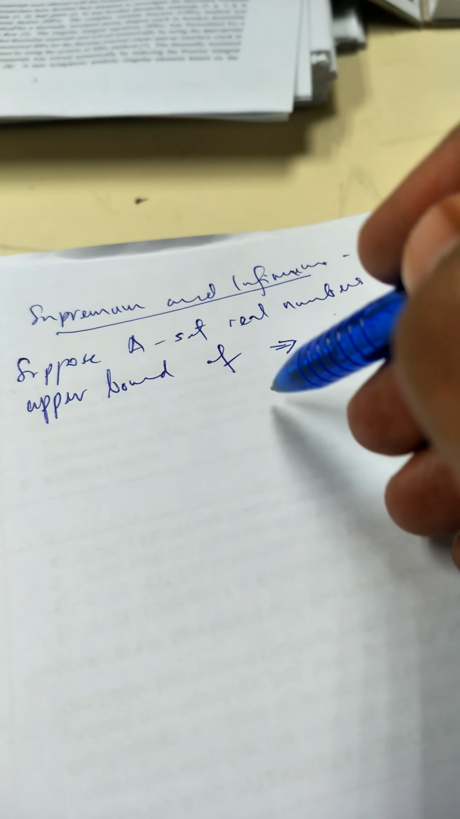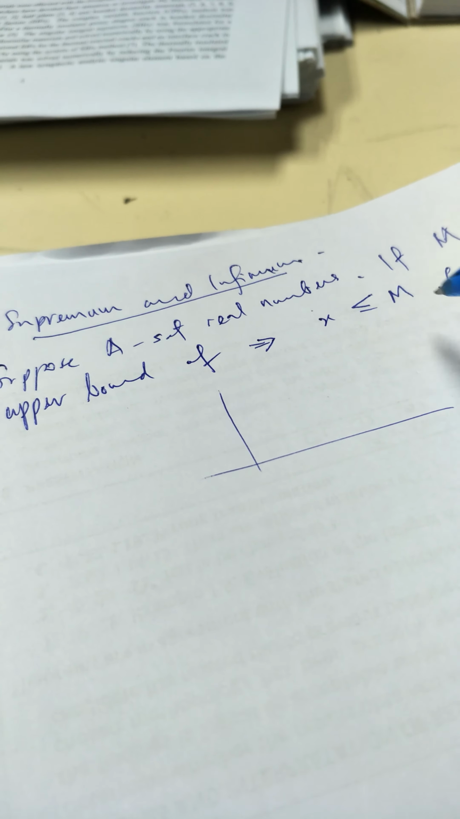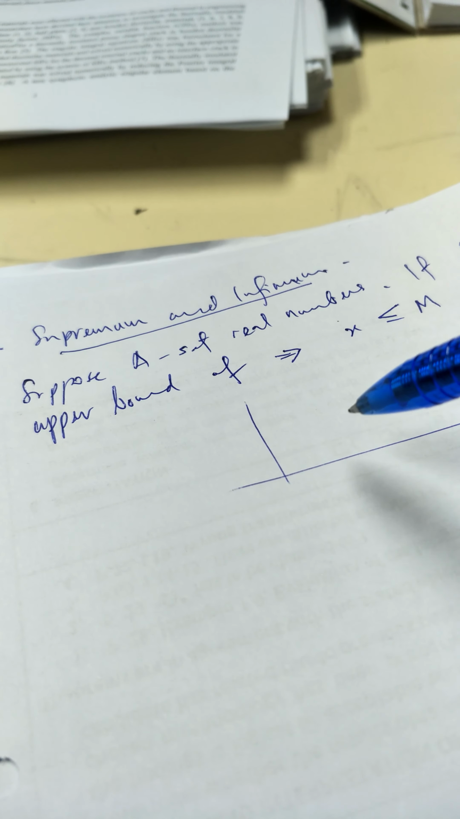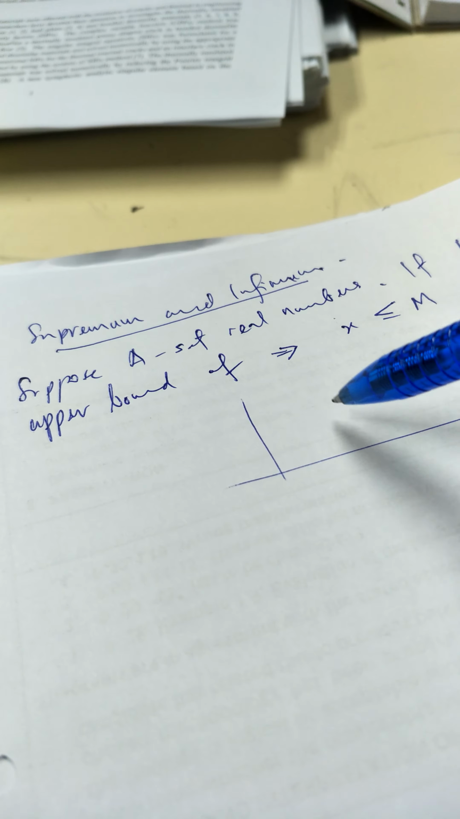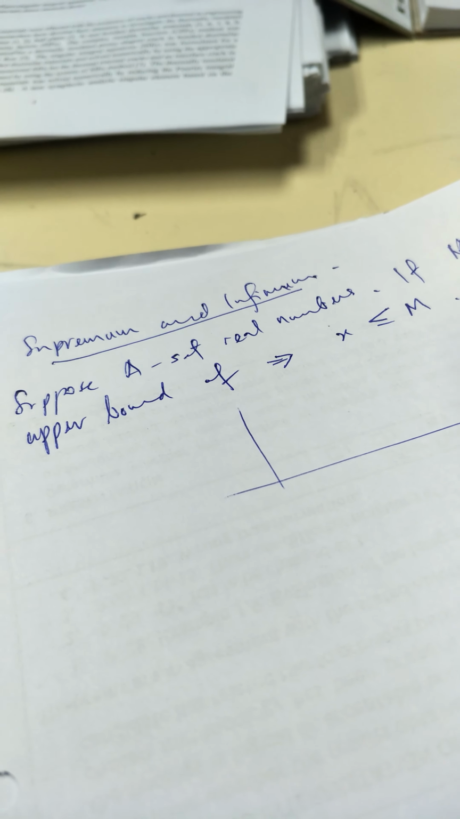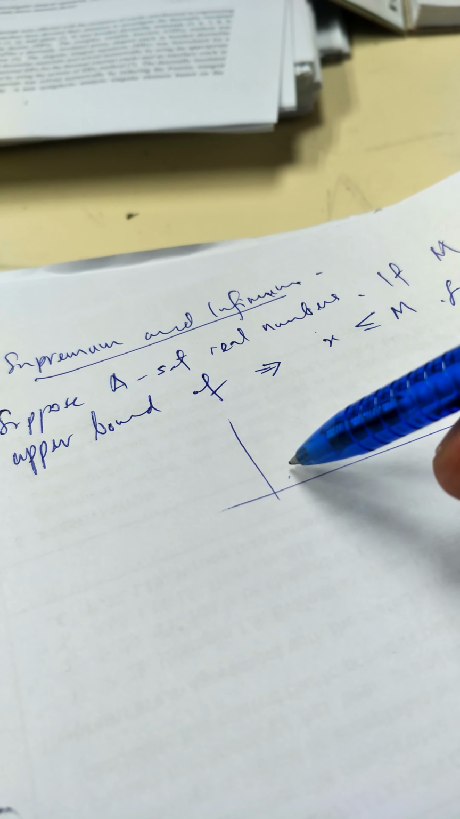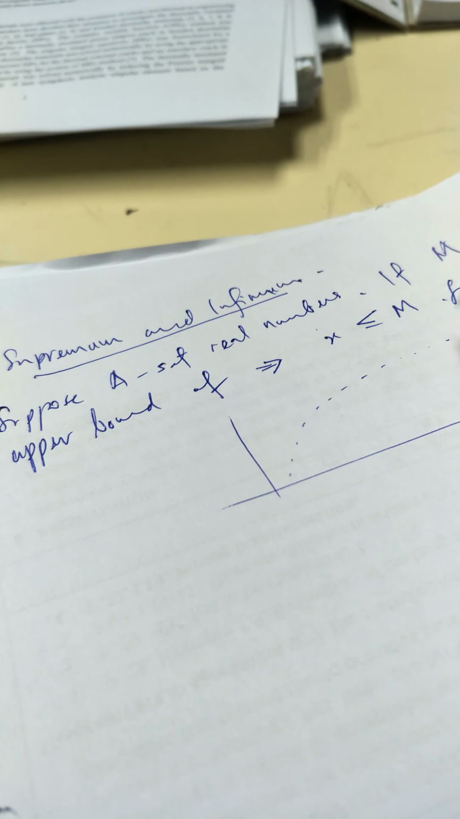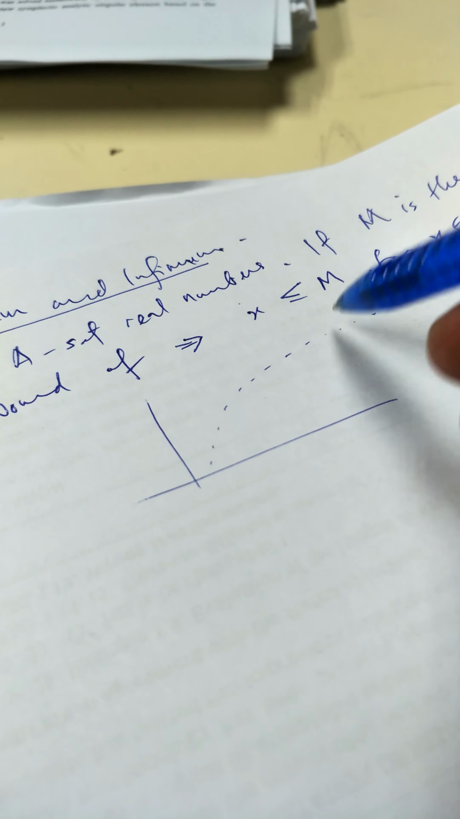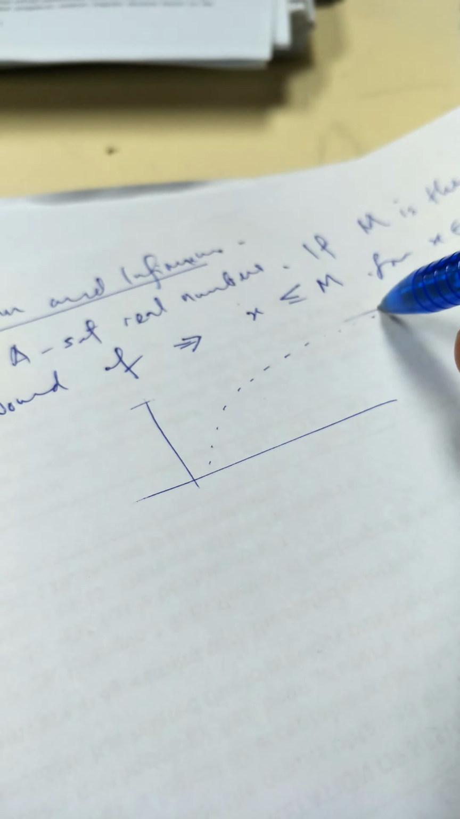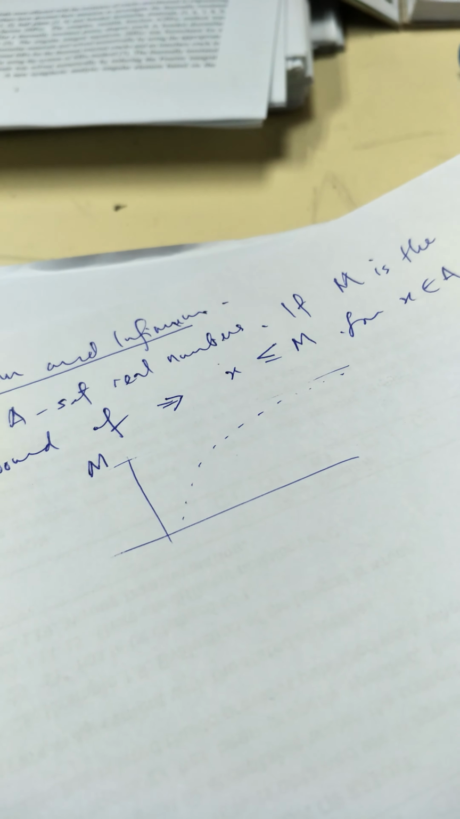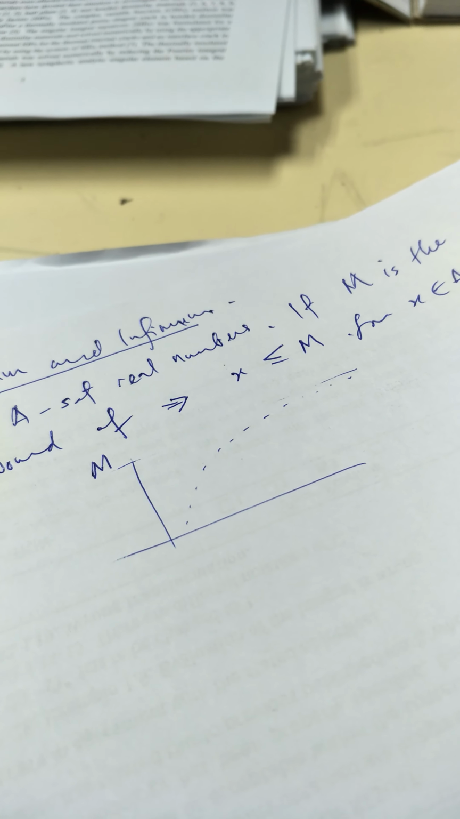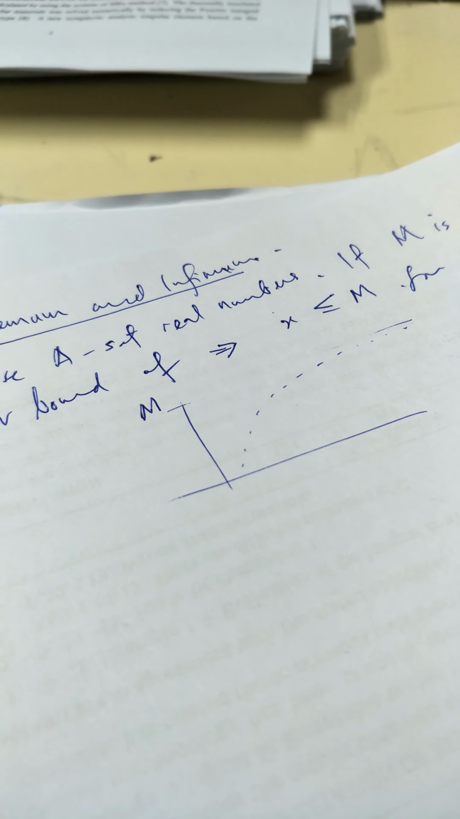So what does this mean? If you consider, let's say we have a set of real numbers, and we arrange that set of real numbers, let's say we have that kind of thing. In this case, this is our m, the upper bound. So we call this an upper bound.